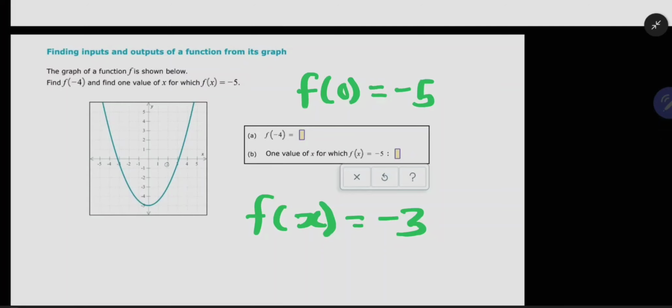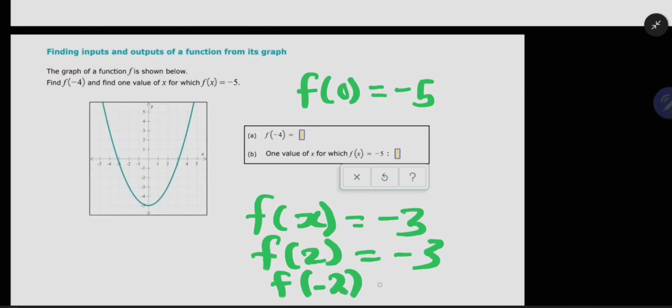So you move up to the x-axis, and that's f of 2 equals -3. Or you can also use this way and up here. So f of -2 is also equals -3. So whether you say x is 2 or x is -2, you are absolutely correct.